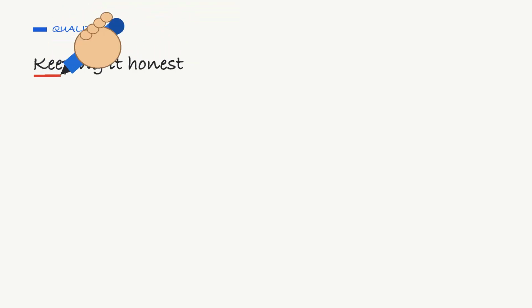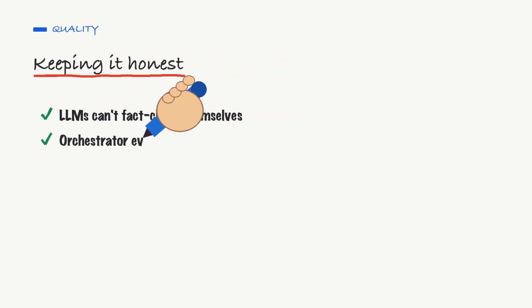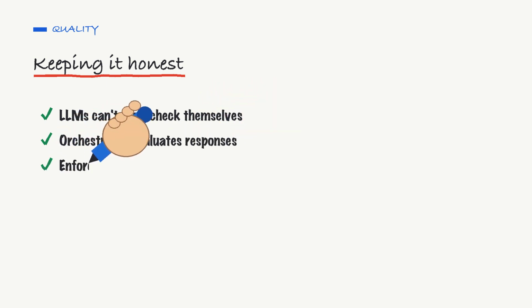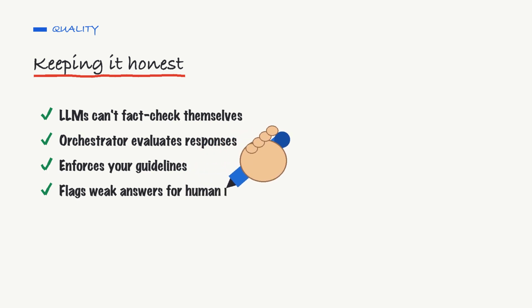There's a catch with quality. LLMs can't fact-check themselves, which can lead to hallucinations. The orchestrator helps. It can evaluate responses against your guidelines, fact-check them, and when an answer falls short, flag it for human review or suggest an alternative, effectively helping the model improve over time.